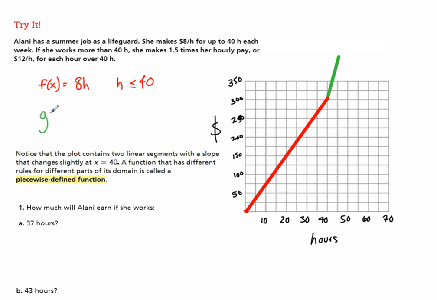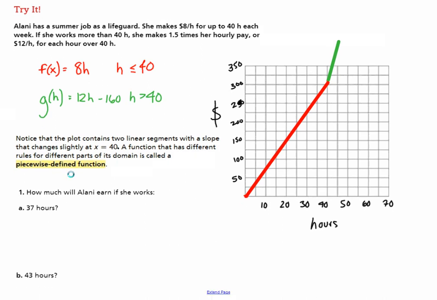G of h would be 12h minus something. We don't know what that is yet, for h greater than 40. We'd have to figure out where that's going to cross, and if you do, you're going to get 160. We're not worried about how we get that right now. That's a linear thing. But down here, we need to plug in things. This is a piecewise function. It's the same function, it's just got 2 parts to it.